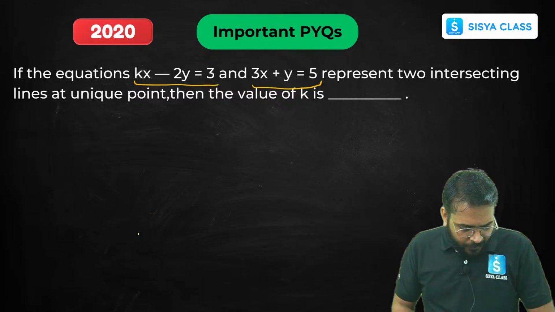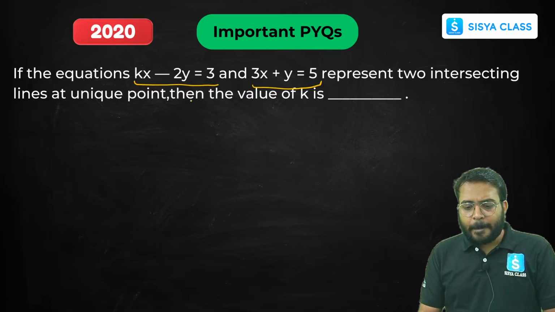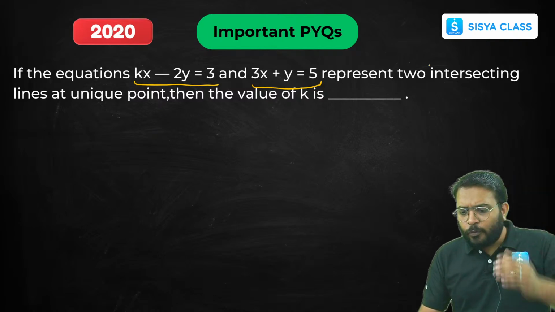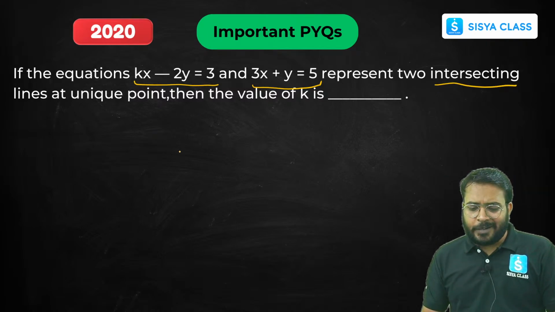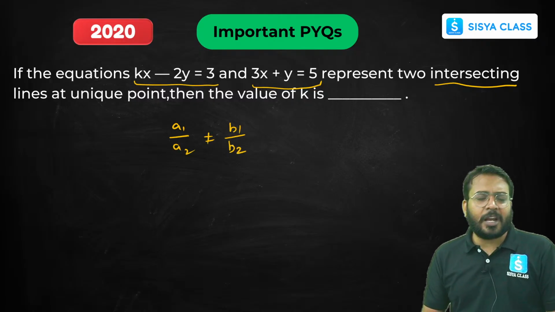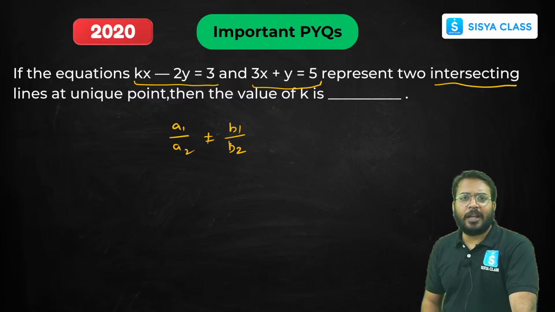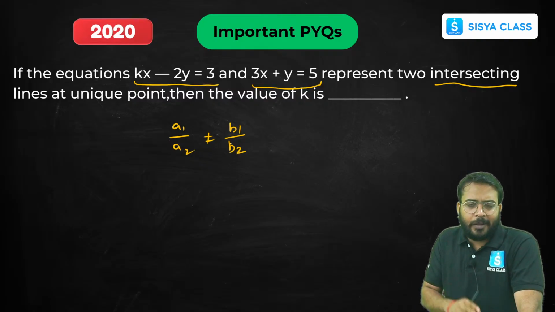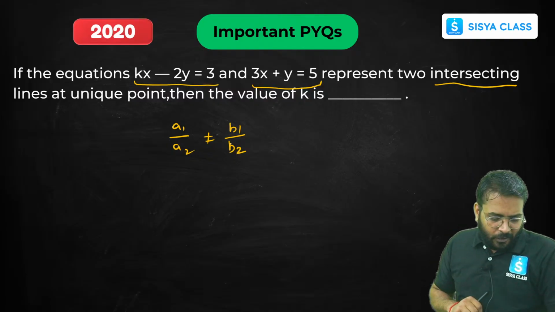Now look here. What is the condition of intersecting lines? Intersecting lines means, beta, A1 by A2 should not be equal to B1 by B2. I don't care about C1 and C2. I just need the ratio of the coefficient of x and the coefficient of y. They should not be equal.